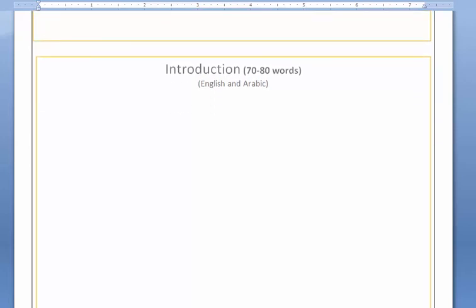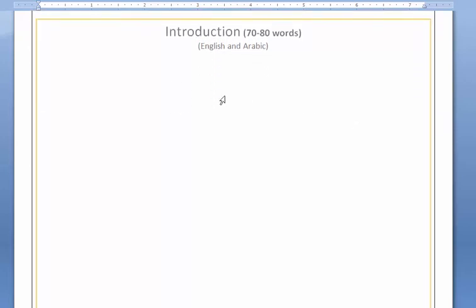Then you write an introduction. We know that in an introduction we give a general idea about our project. So your introduction should be 70-80 words. Some students ask if they can write more than 80. Yes, you can write more, but not less than 70. And remember, you write the introduction once in English and once in Arabic.